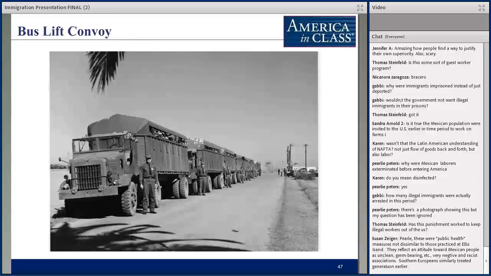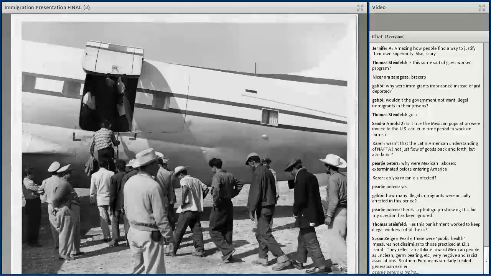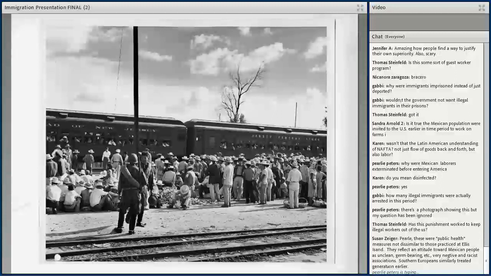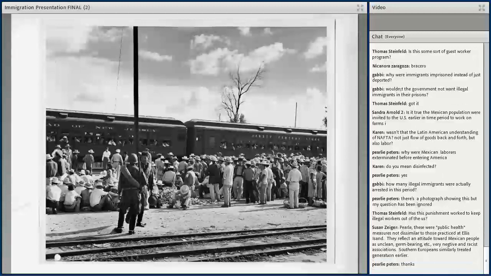Here is a picture of the plane lifts taking people into Mexico. And here are the train lifts, and you see a Mexican military man holding people under armed guard to make sure that they get on the train and go down into Mexico.